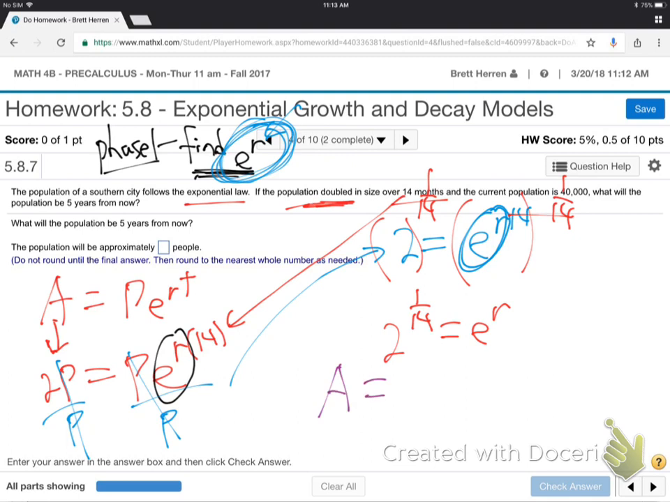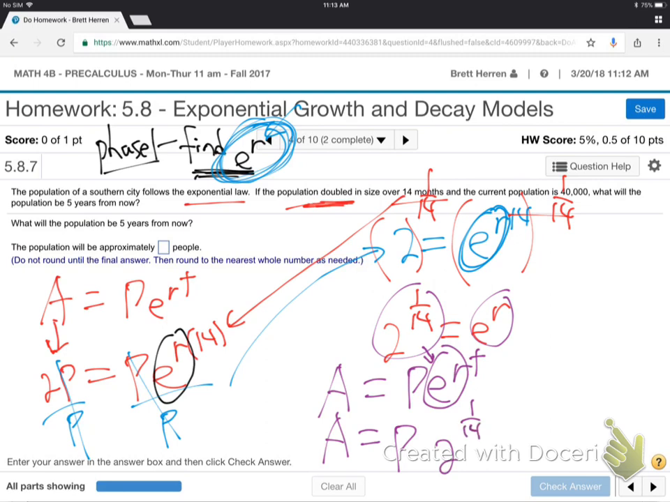Well, let's go back to the PERT. That's our original formula. Now you know what e to the r is. It's 2 to the 1/14. E to the r is 2 to the 1/14, to the t. Everybody see that? So in the e to the r slot, I put 2 to the 1/14. T still up there. Is that okay?